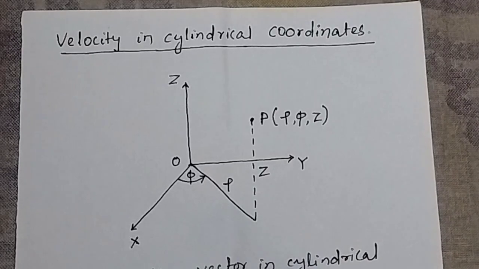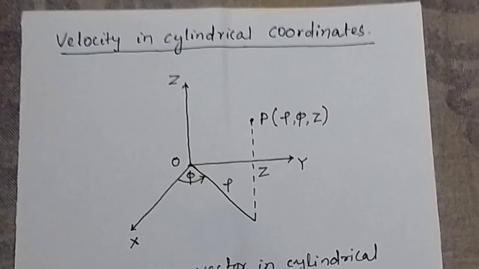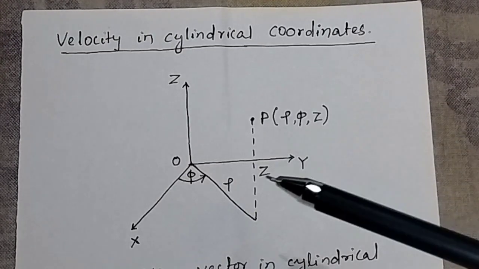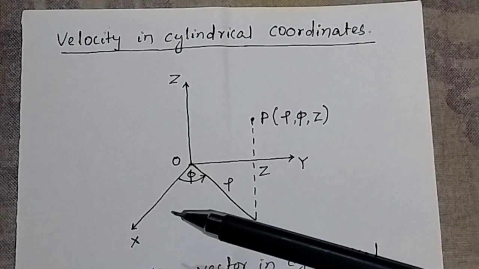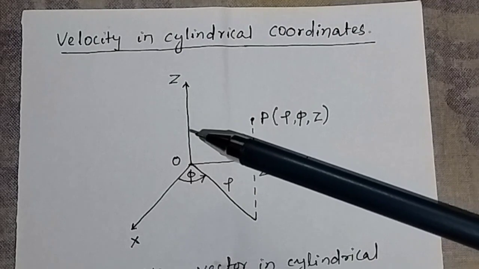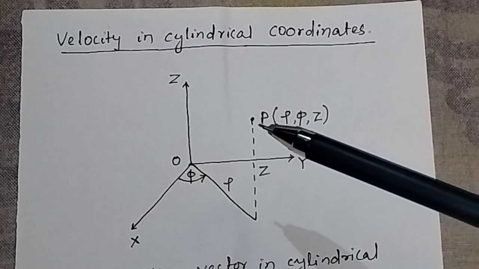In most applications of physics, we need cylindrical coordinates to describe the motion of an object. In cylindrical coordinates, you have three axes x, y, z. This is your x axis, this is your y axis, and this is your z axis. And you have a coordinate.